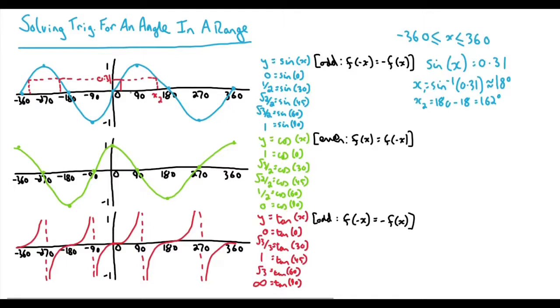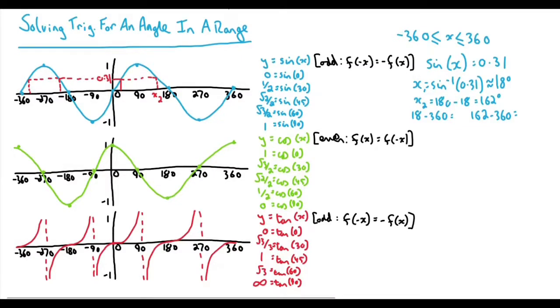Well, how do we then go from these pair of values here to the other pair of values? Well, there's a difference of 360. So now to find just your other answers, we would do 18 minus 360 and 162 minus 360, getting us our total of 4 possible outcomes here. These two other answers then just being minus 342 and minus 198.